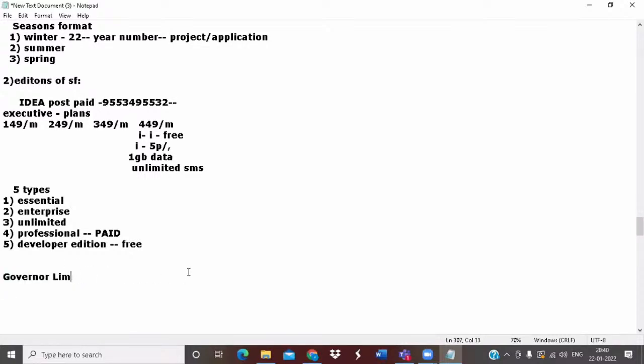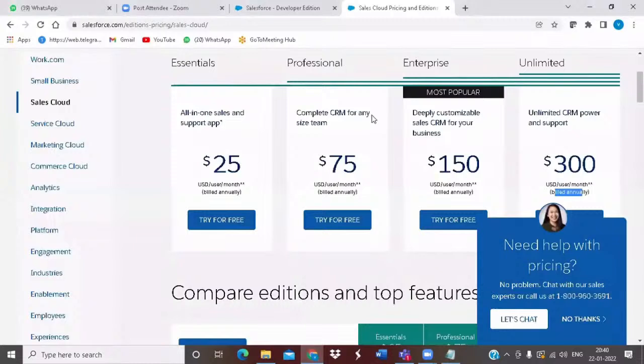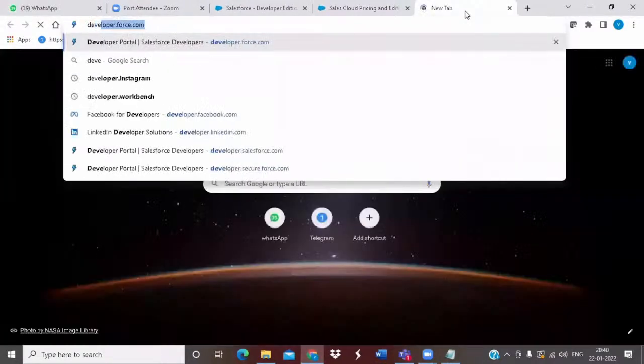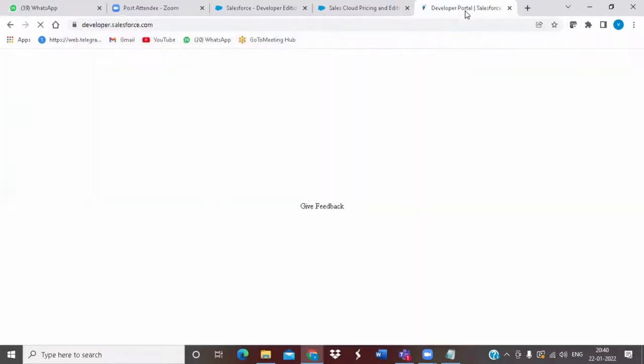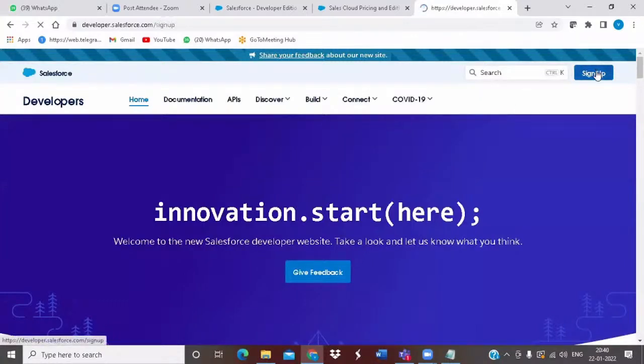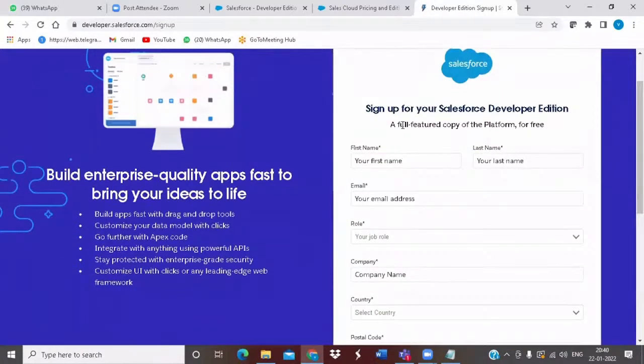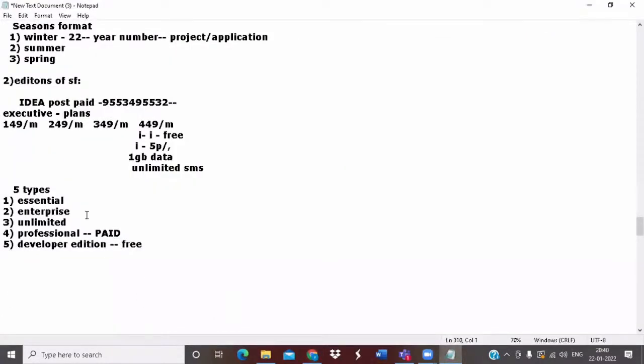But the last and final edition is called Developer Edition. This is the free edition, and this is the edition we are using in the classroom. Look at the screen and try to understand here. Developer.force.com, I discussed this yesterday. Click on the sign up button here. You can see, sign up for your Salesforce Developer Edition, a full featured copy of the platform for free. So this is the edition we are using. Cost: it's a free edition. Clear, all of you? Like that, there are 5 editions given by Salesforce: Essential, Enterprise, Unlimited, Professional, and Developer Edition.